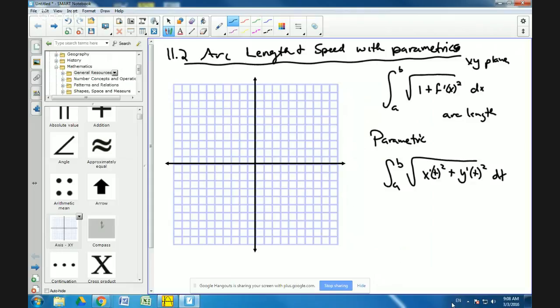You can remember the Pythagorean theorem; arc length is very similar to that. Just keep in mind, if you have a parametric equation of some kind, they do tend to wander. So this equation will actually give you the length of that arc. This is also known as distance traveled.